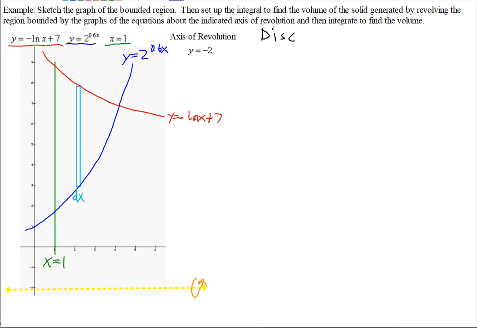So that means we need R1 and R2. So for R1, remember it goes from the axis of revolution to the far end of the rectangle. So here's our axis of revolution to the far end of the rectangle, which in this case is the top. Let's write down what that would be. Because that's the outer radius when we take this region and revolve it around the line y equals -2 down there.